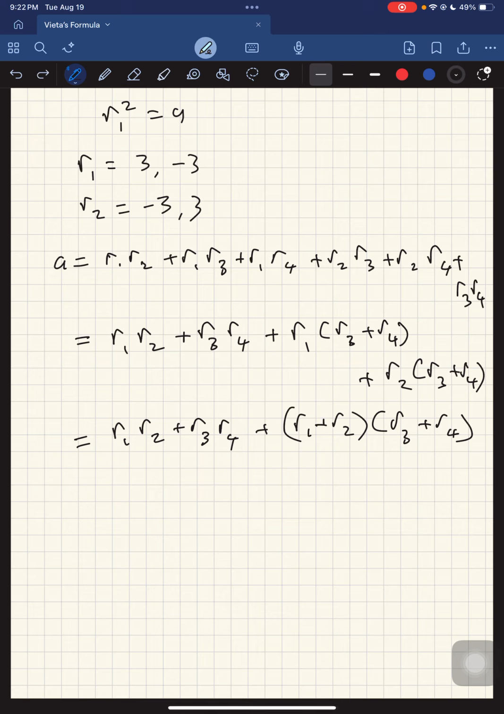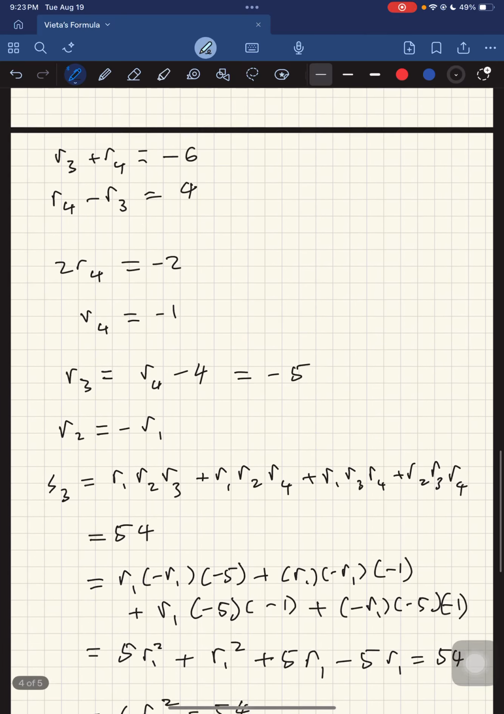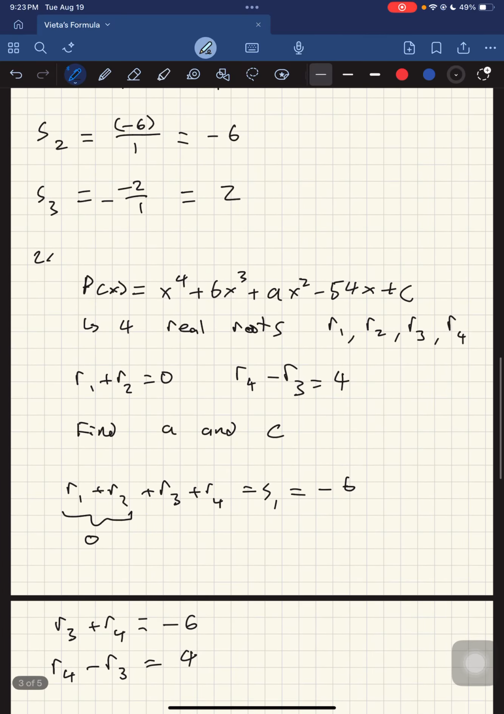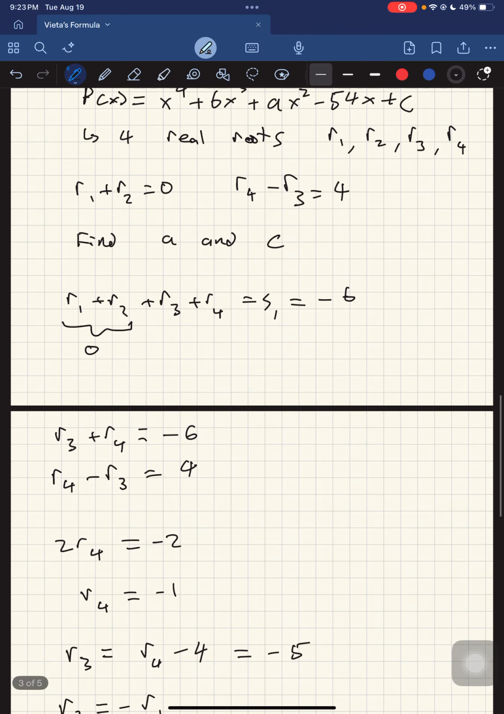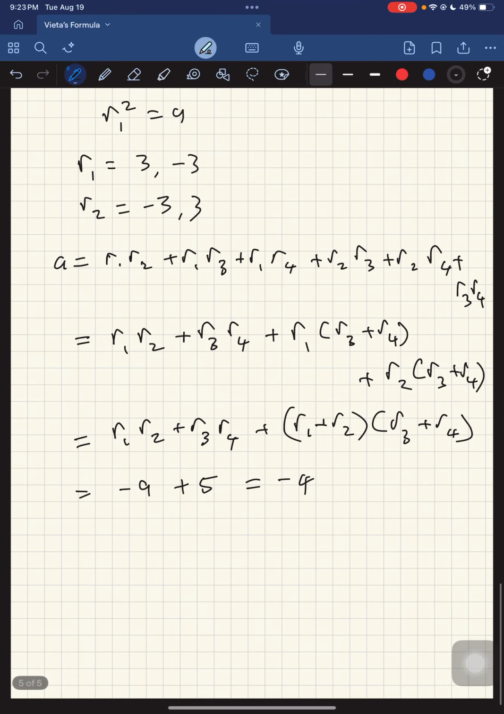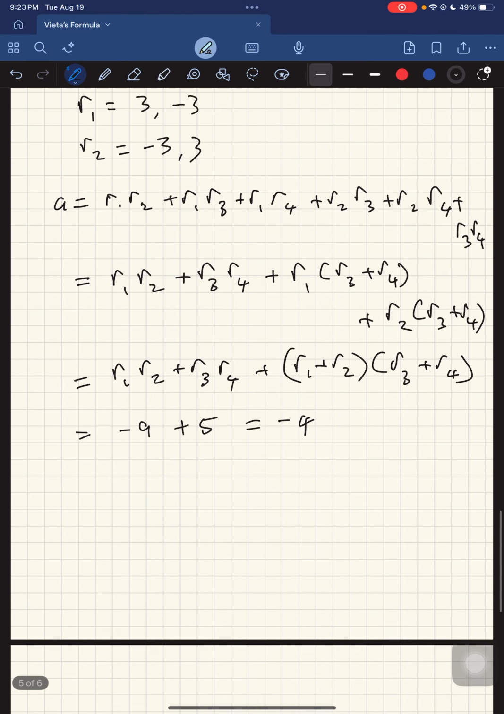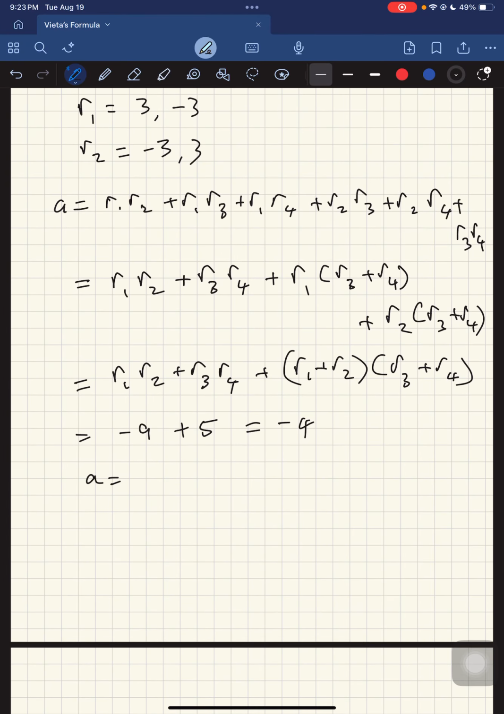And this just leaves us with R1 R2, which is going to be equal to, I'm just going to write the values here. This is going to be negative 9, and this is going to be 5, which means this is equal to negative 4. And now if we go back to what A is, we can see that A is going to be negative 4, because A over 1 is equal to negative 4, and we're not multiplying by negative 1 because A is the second symmetric sum. So A equals negative 4.